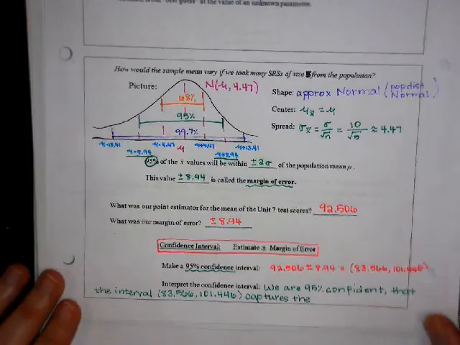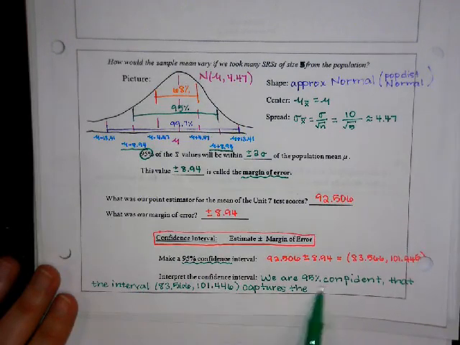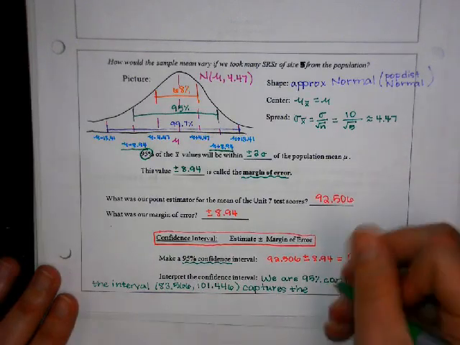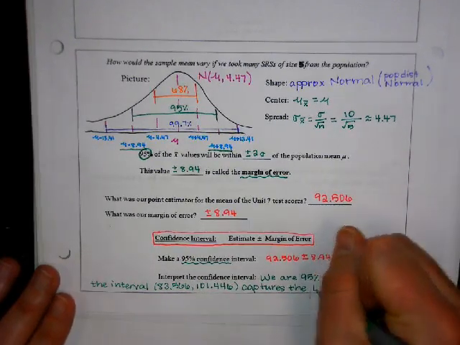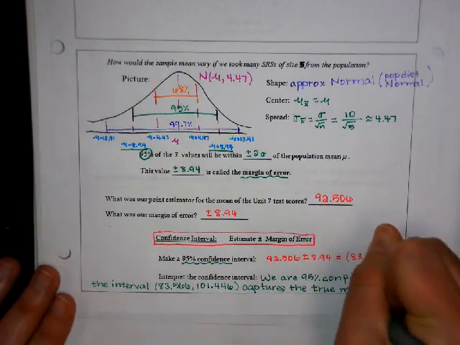All right, so we are 95% confident that the interval captures the true mean Unit 7 test score from last year.